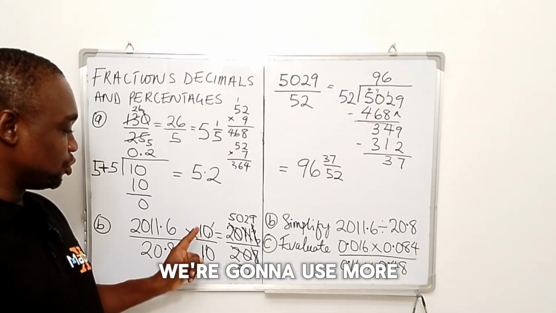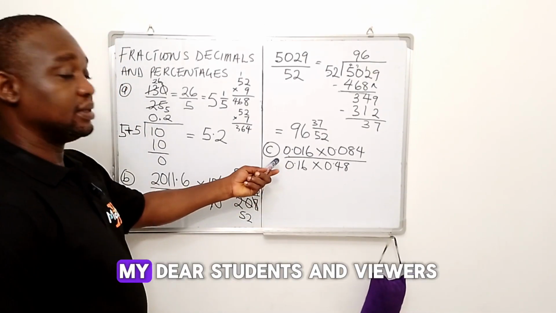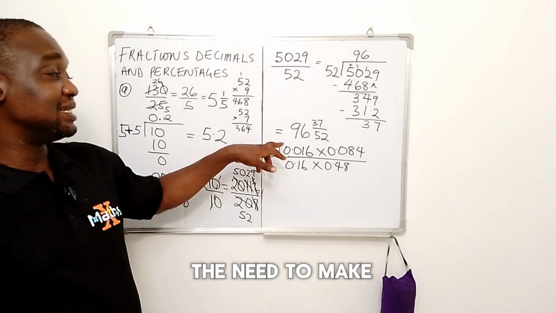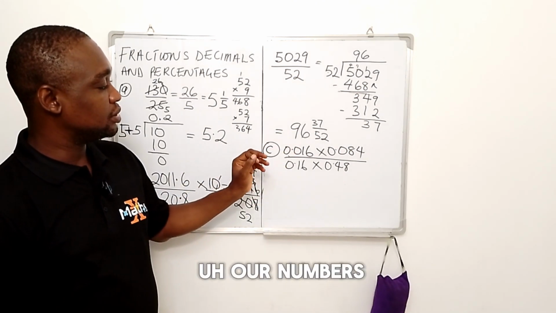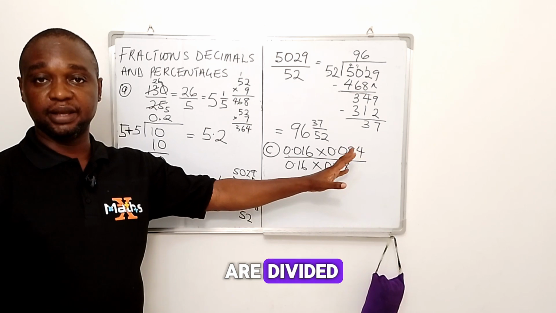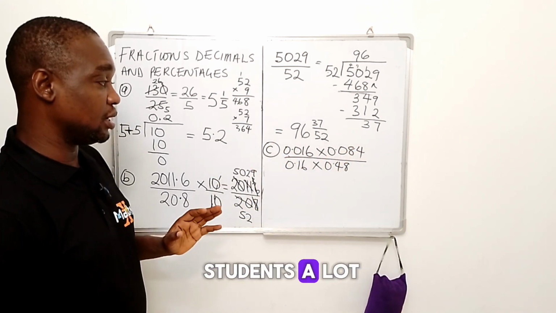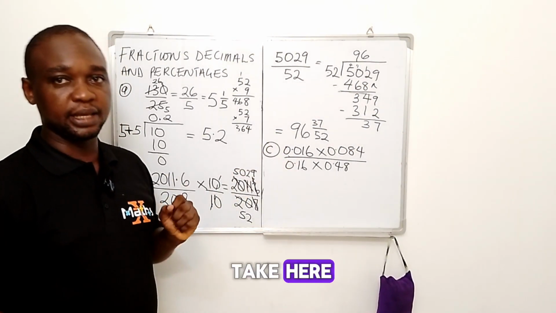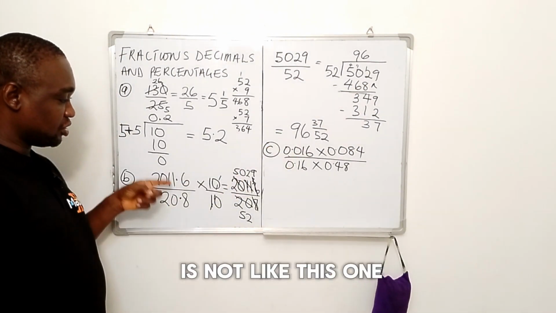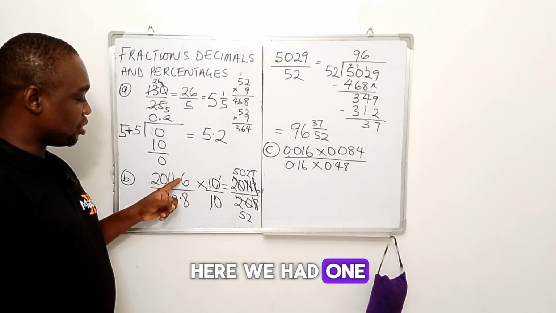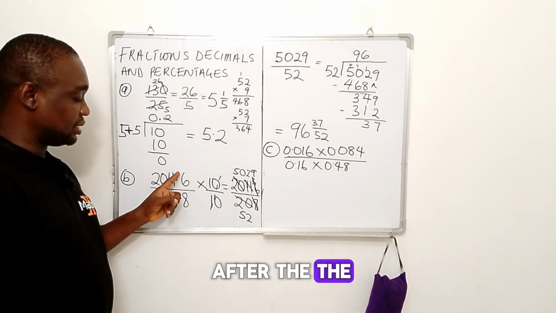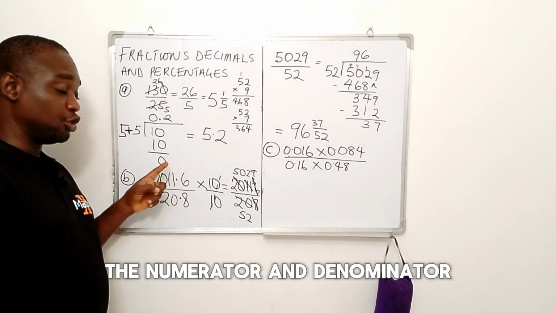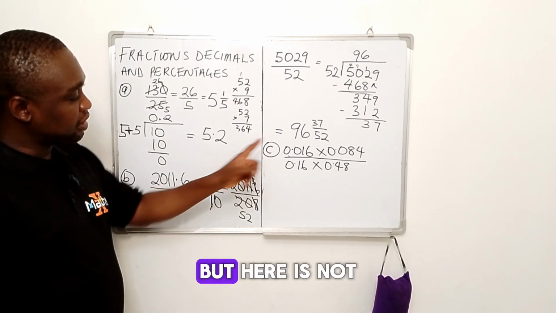In the C part, we're going to use more of this. Earlier, my dear students and viewers, when I was solving the B part, I did emphasize the need to make our numbers whole numbers when we are dividing, because it does confuse students a lot. So that's what I'm going to do. But there's a little caution we need to take here, because this particular division is not like this one. Here we had one digit after the decimal point for both the numerator and denominator. But here is not so.